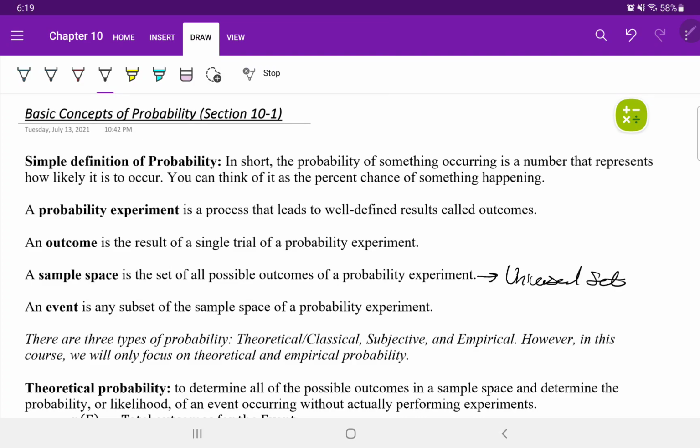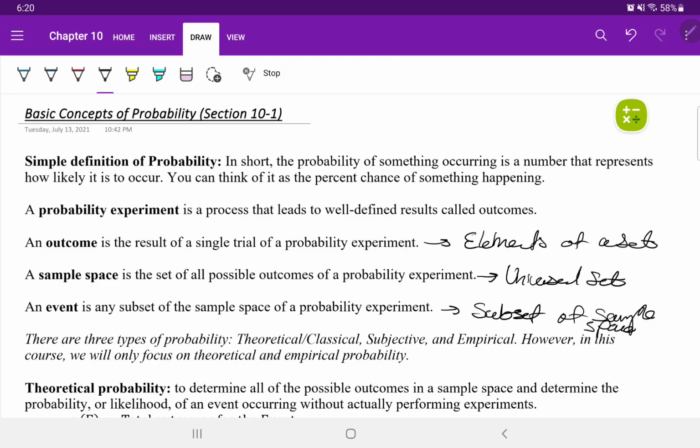And an event is any subset of the sample space of a probability experiment. So the sample space is going to be the universal set, and the event is going to be a subset of the sample space. The outcomes can be considered the elements of a set. And the experiment is how we are able to find them.